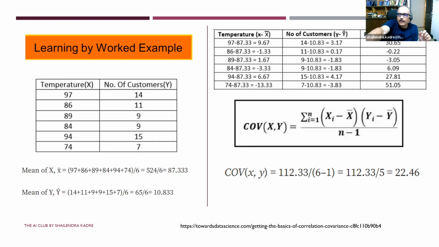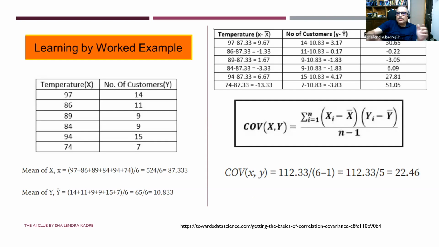From every customer number he has deducted the mean. Okay, so that's what these two things are done. Now what does our formula tell? Xi minus x bar into yi minus y bar. I have to take the product, right?